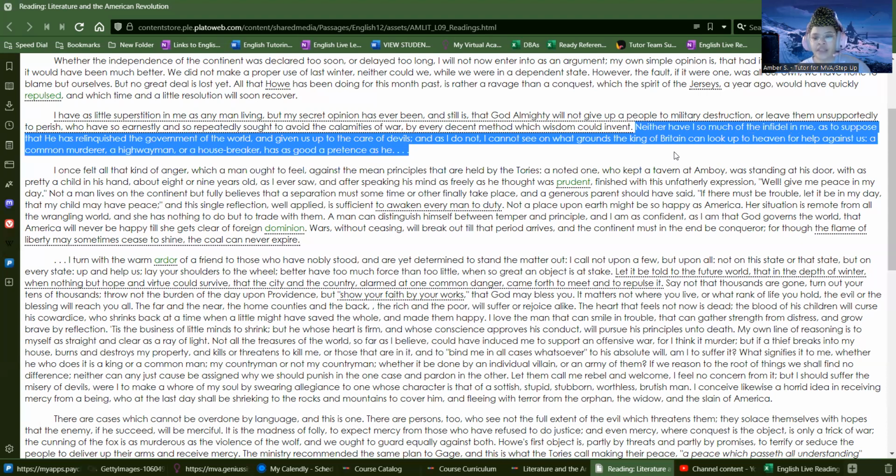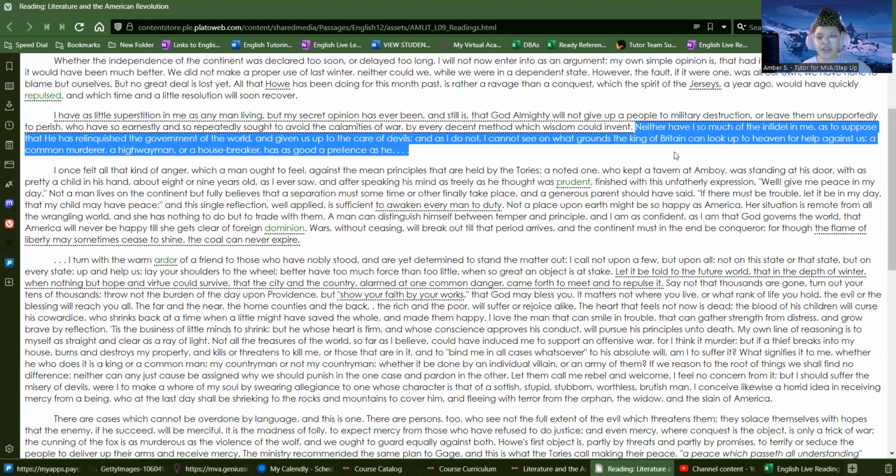So when he says that neither have I so much of the infidel in me, he's saying, I'm faithful to God. I don't have any dissent or disloyalty to God in me. And because of that, I'm not going to pretend or fall into the belief that God has just given up on us and is going to let us suffer. And he says, to the care of devils. So he's referring to the British government and rule as the care of devils.